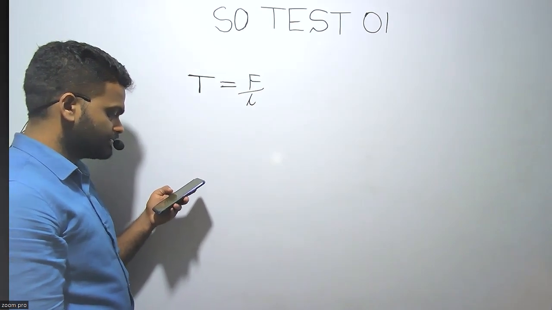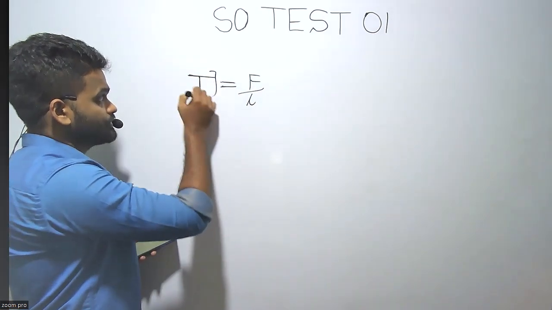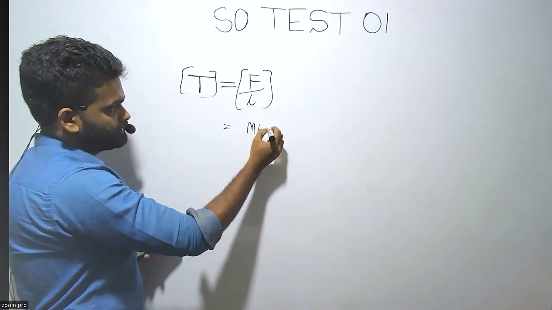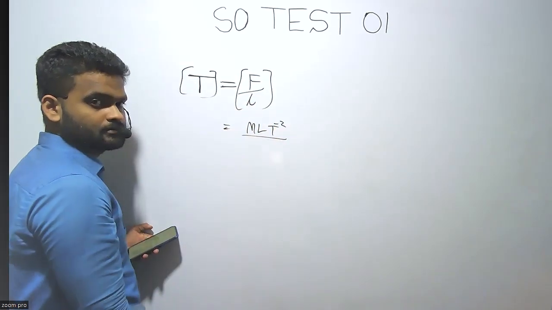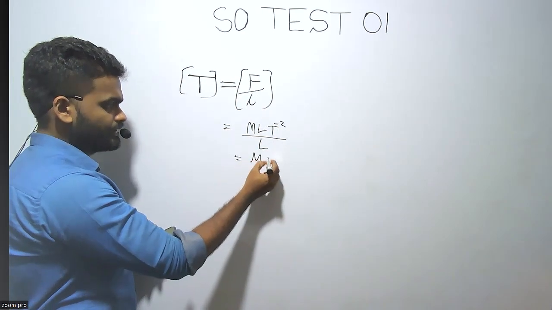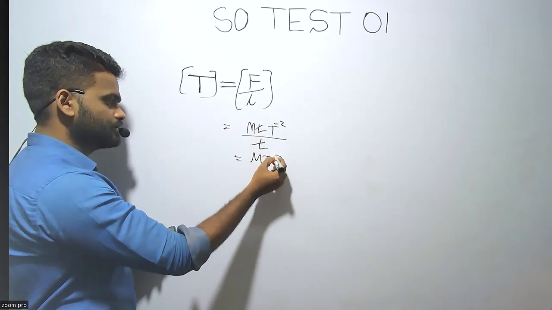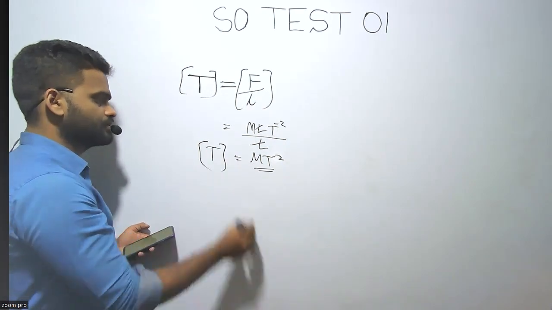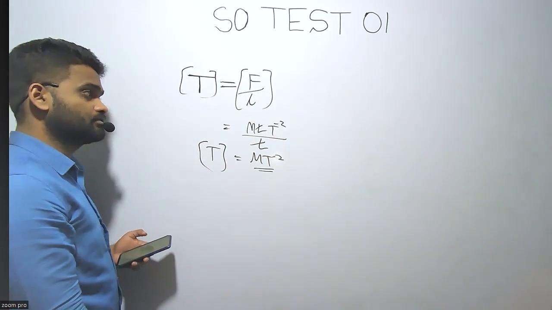So what they ask is dimensions of surface tension. So what's the dimensions of force? M L T^-2 divided by length. So what do you get? L and L cancel off, M T^-2. This is the dimensions of surface tension, M T^-2.